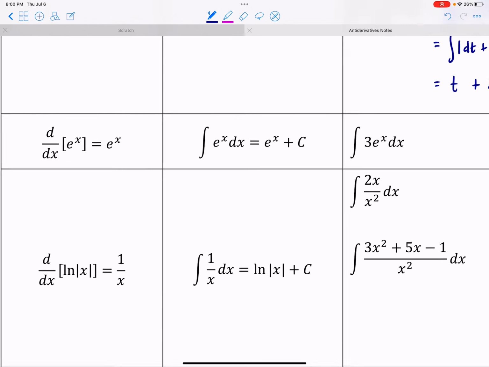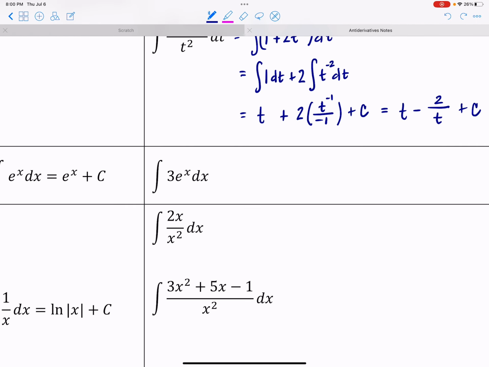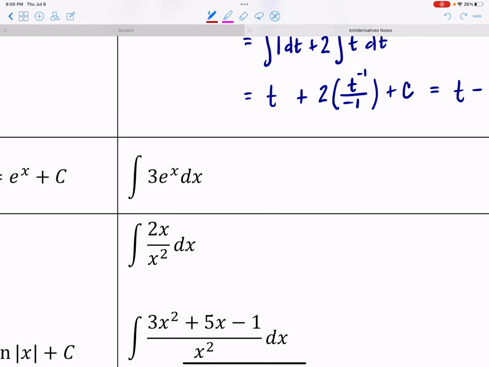Remember, e to the x is an easy one because the derivative of e to the x is itself, e to the x, which means the integral of e to the x will just be e to the x. The only thing is we got to remember our constant of integration. So here, it's being multiplied by 3, no big deal.